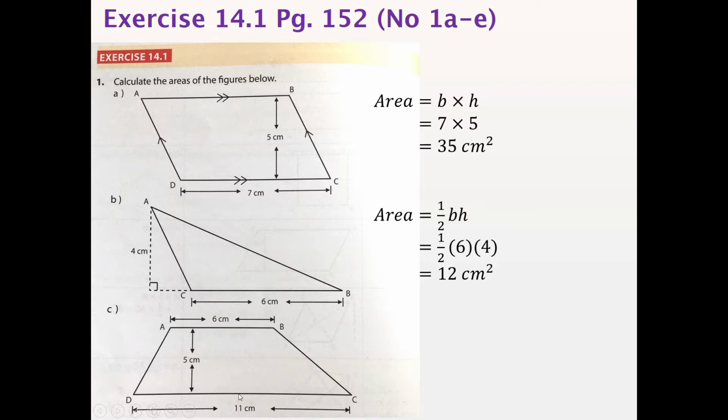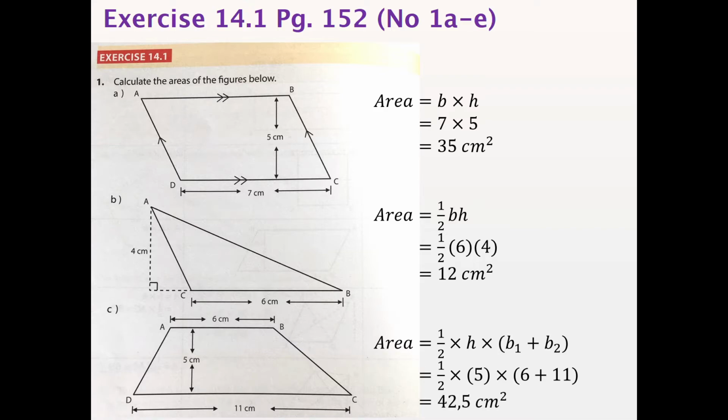Then C was a trapezium. So I know that the trapezium formula looks like this. So I'm going to say half of my height, which is 5, multiplied by the sum of my two parallel sides. So b1 plus b2, so that's going to be 6 plus 11. If I substitute all those values in, you can work that out to be equal to 42,5 centimeters squared.